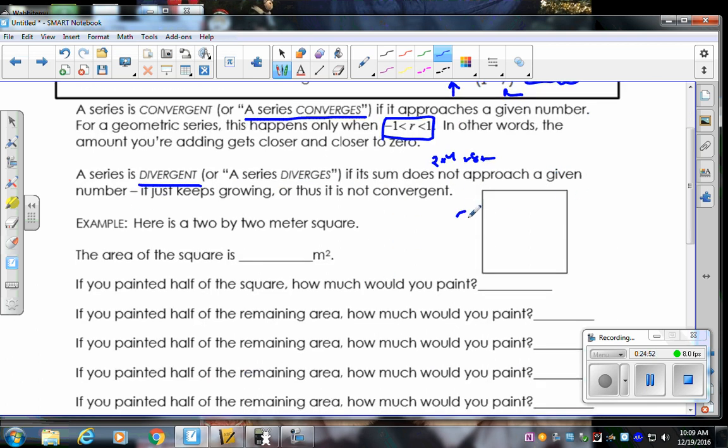Okay, so I've got a 2 by 2 square. So let's say the area of the square is 4. 2 times 2 is 4. So let's say we painted just half of the square. How much would we paint? We're painting half of that. So half of 4 is 2.